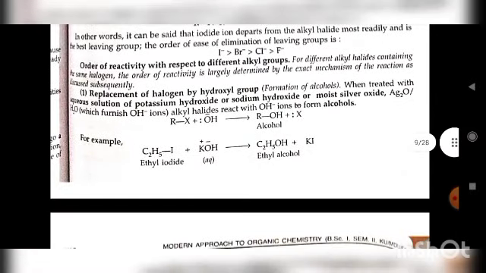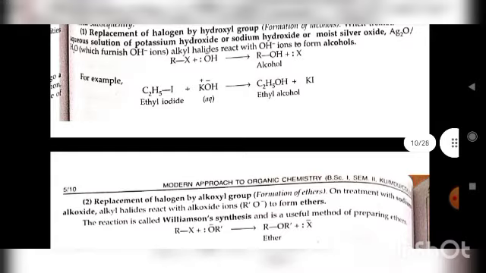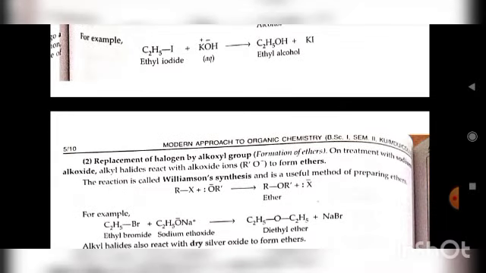For different alkyl halides containing the same halogen, the order of reactivity is slightly dependent on the exact mechanism of the reactions, as discussed subsequently. Replacement of halogens by hydroxyl group. Formation of alcohols. When treated with aqueous solution of potassium hydroxide or sodium hydroxide or moist silver oxide, Ag2O/H2O, which furnish OH negative ion, alkyl halides react with OH negative ions to form alcohol. For example, ethyl bromide with aqueous KOH gives ethyl alcohol and potassium bromide.